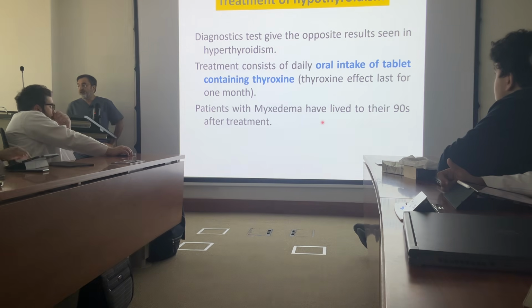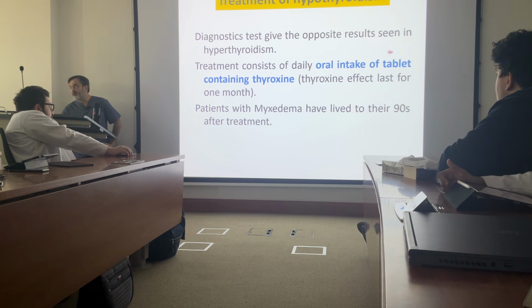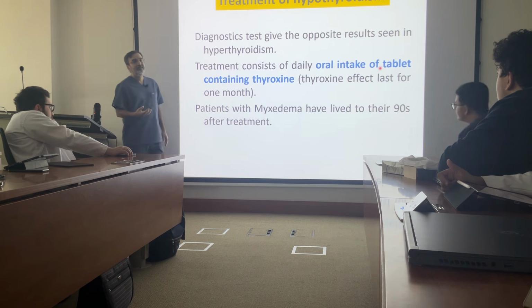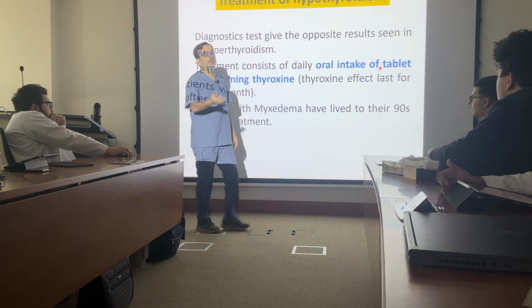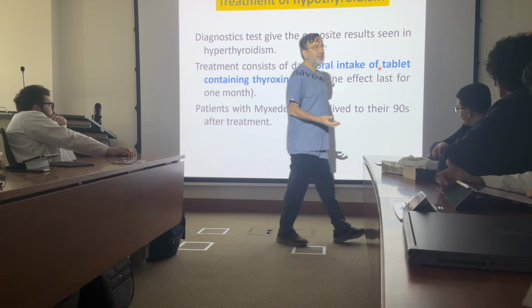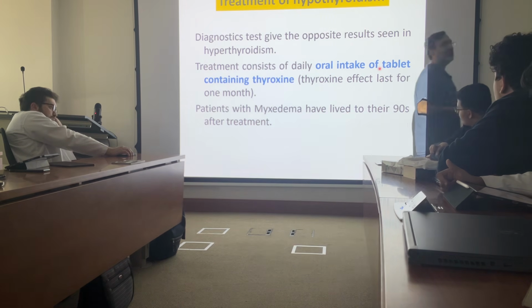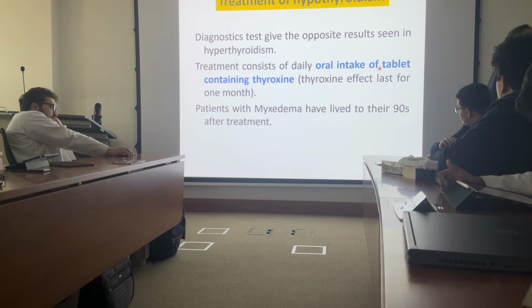What is going to happen in terms of diagnostic test? You would have low levels of thyroxine or T4 and high levels of TSH. Treatment for hypothyroidism is that you can give them thyroxine. So you start to give them the hormone from outside, which is thyroxine, and that's how you treat hypothyroidism.